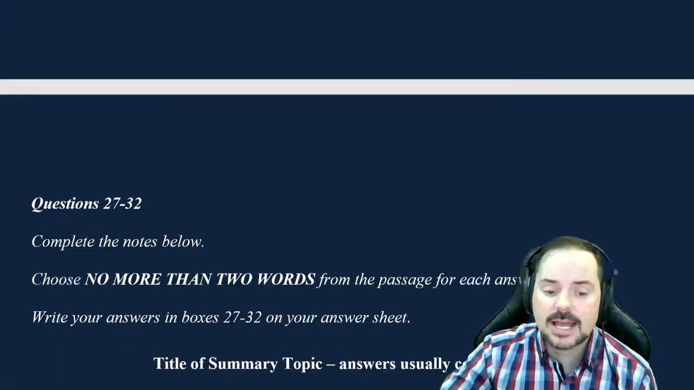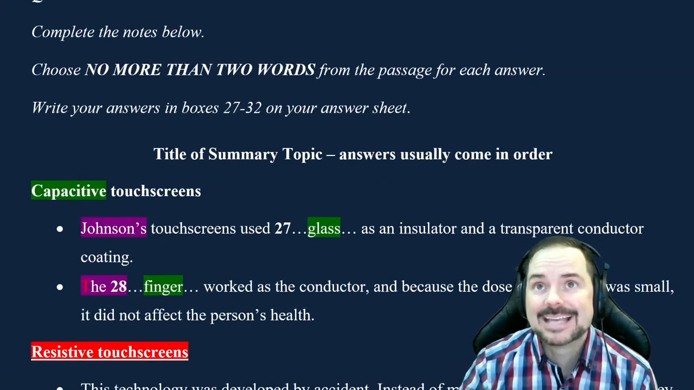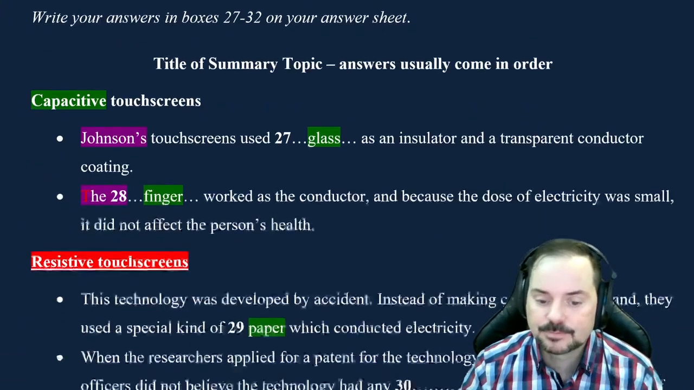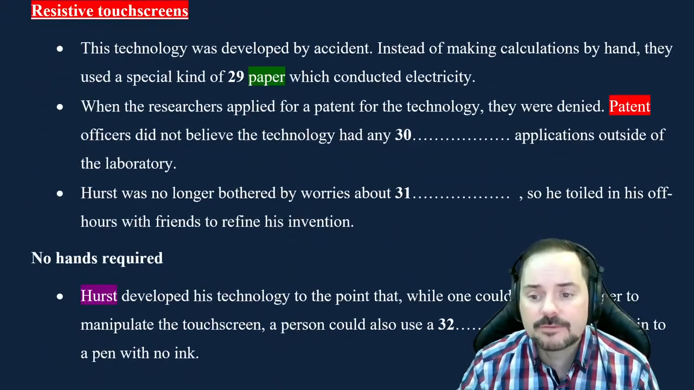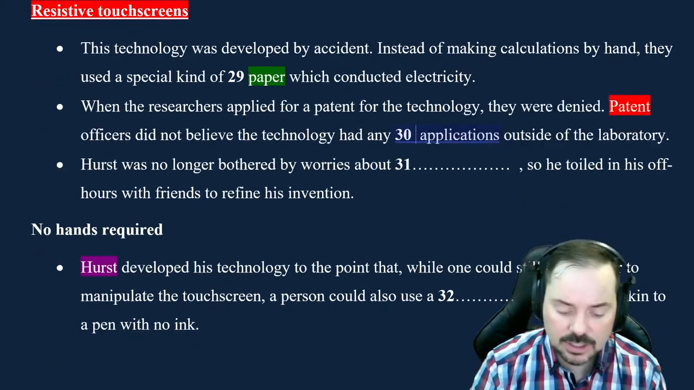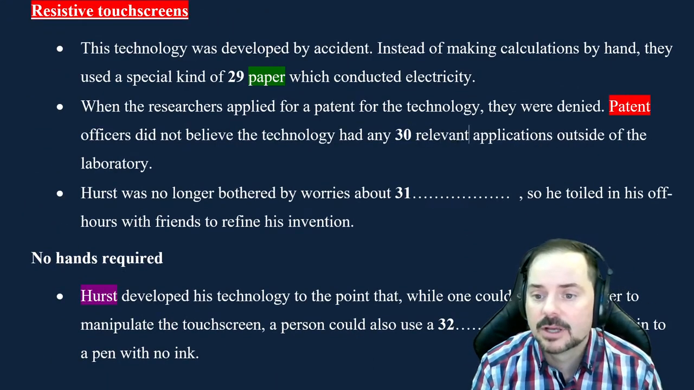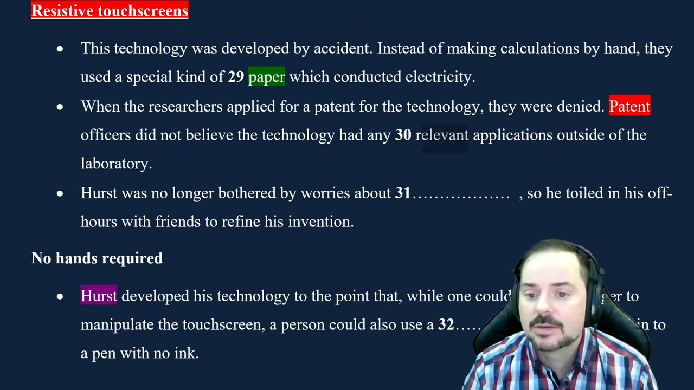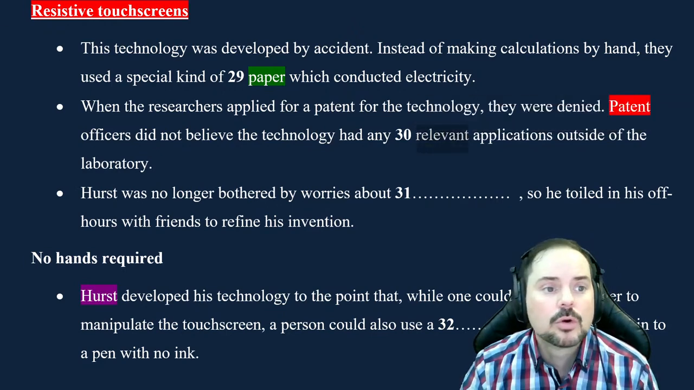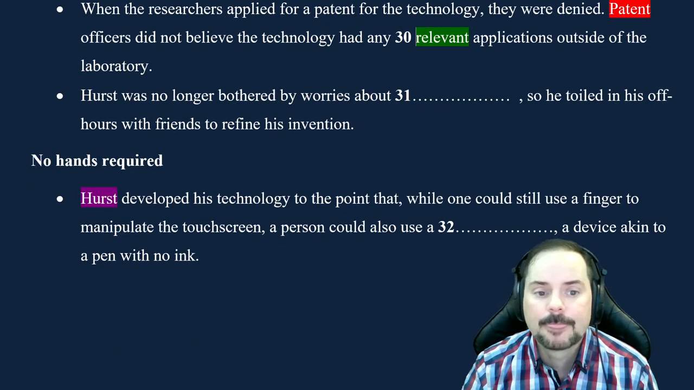So it did not have any relevant applications, okay? Make sure you find the right word because that's what they're looking for. So relevant, we put in the word relevant and then we move on to question 31.